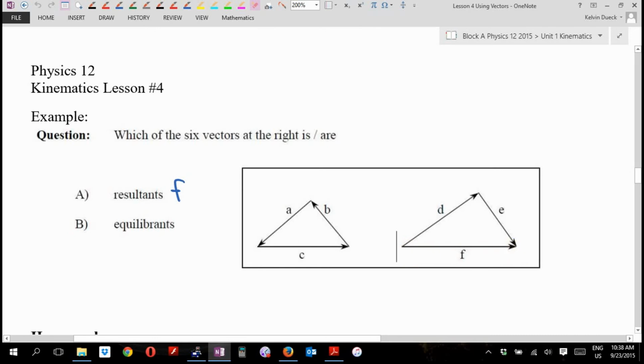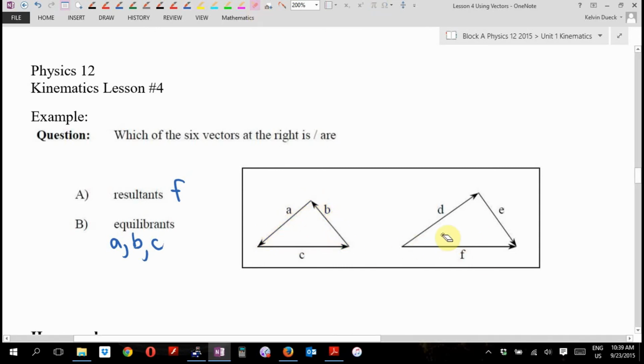Now, which of these are equilibrants? Which of these cancel out the other two vectors? Let's go back. Vector A, let's see. Oh, you know what? And you know how I know all of them are equilibrants? Because in every one of them, if I follow the arrow, and follow the arrow, I end up back where I started from. And that's the definition of a vector triangle equilibrant. If I start with vector A, boom, boom, I end up back where I started from.